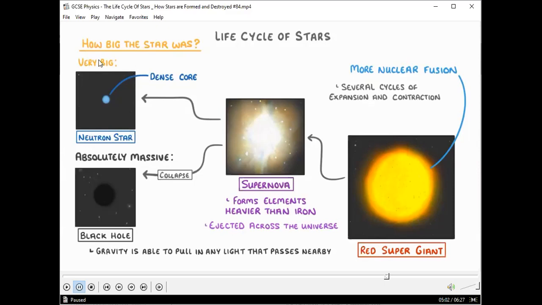Again, that depends on how big the star is. If the star was just big, that will make a neutron star. A neutron star is a very dense core, which you could observe here. Sometimes this neutron star has the ability to spin around itself. So when the neutron star is able to spin, we call it a pulsar.